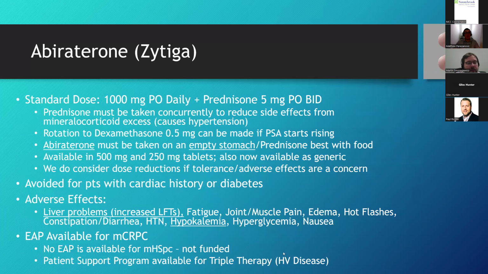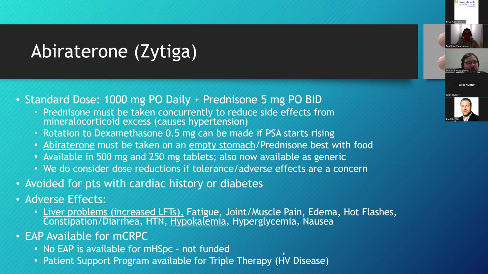So in terms of abiraterone, Zytiga, the standard dose is 1,000 milligrams daily, and it's also taken along with prednisone 5 milligrams twice daily. Key thing about prednisone is it must be taken concurrently to reduce side effects from mineralocorticoid excess, which can cause hypertension and fluid retention. Rotation to dexamethasone, 0.5 milligrams daily, can be made if the patient's PSA starts to rise. It's a simple rotation that we can make from prednisone to dex to try and achieve PSA control.